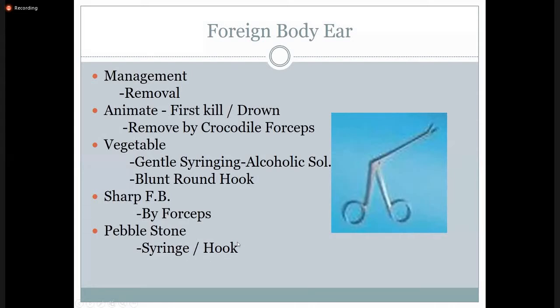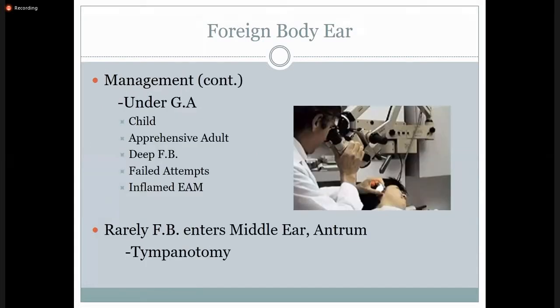syringe. If the patient is cooperative, it can be removed without anesthesia. But if the patient is not cooperative and you think that you can damage the canal or the tympanic membrane, then you have to prepare the patient for GA, and under microscopic vision you try to remove the foreign body from the external auditory canal, trying not to damage the tympanic membrane and not to cause bleeding.